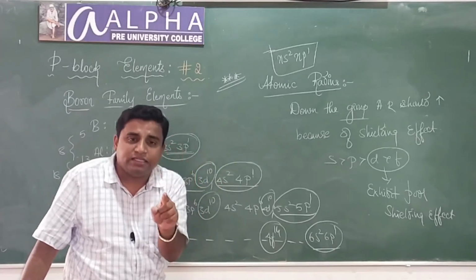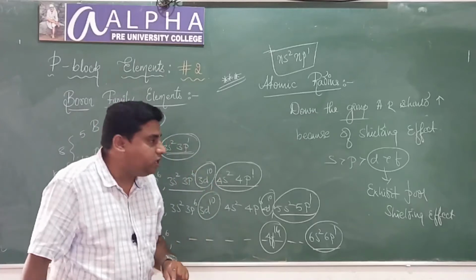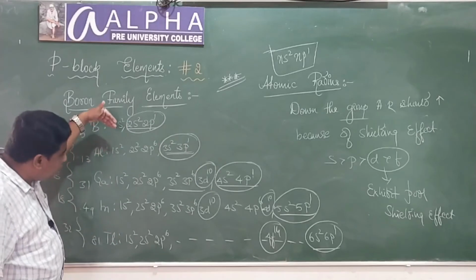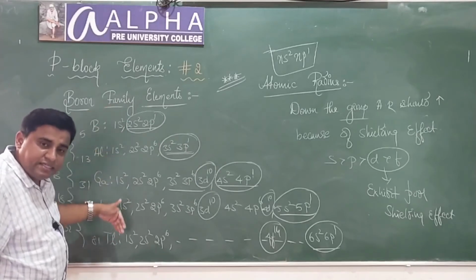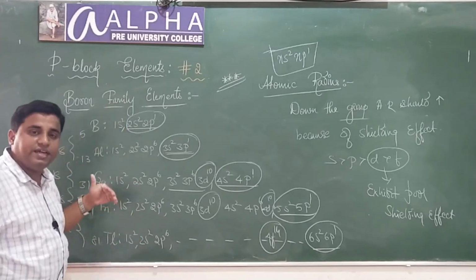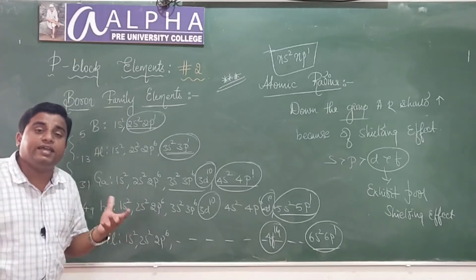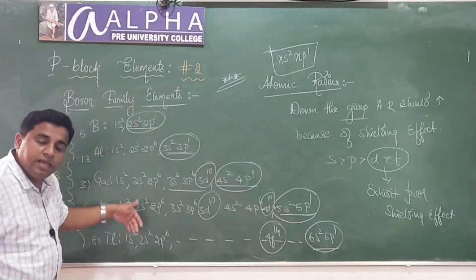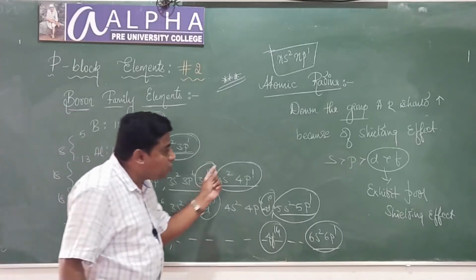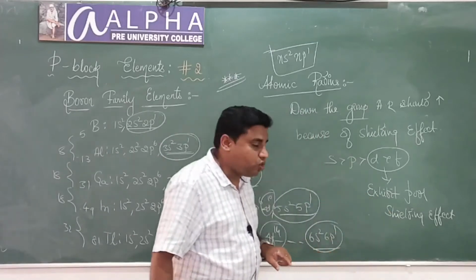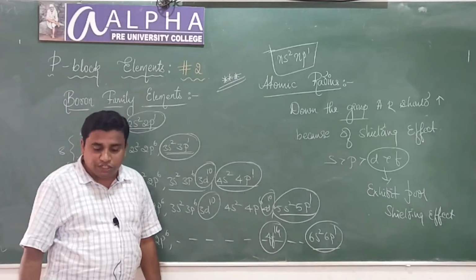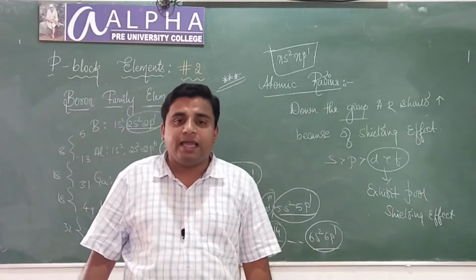So that means in the boron family, down the group, instead of the atomic radius increasing, the atomic radius will decrease. Down the group, instead of increasing, the atomic radius will decrease because of what? Because of the poor shielding effect of d orbitals and f orbitals.